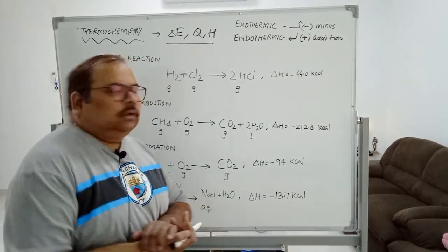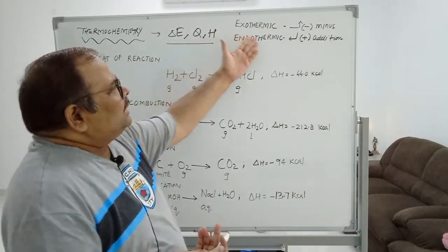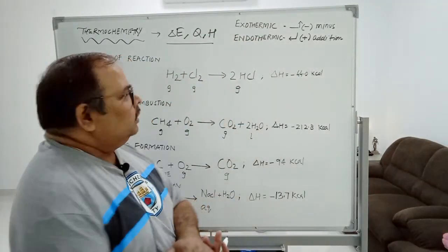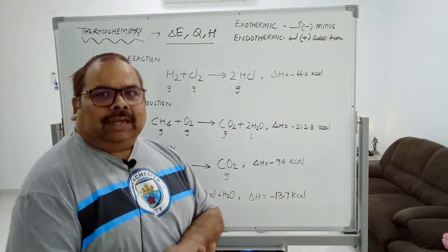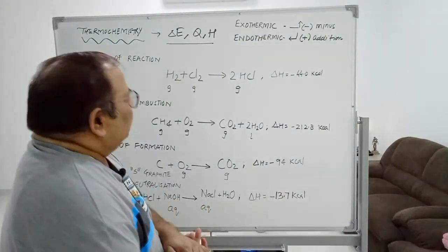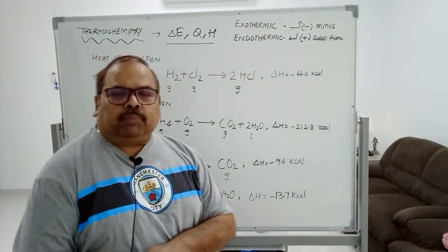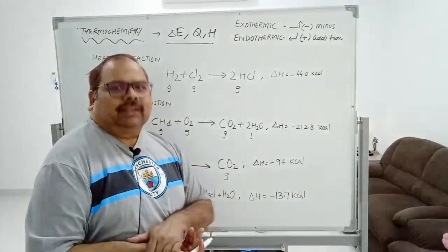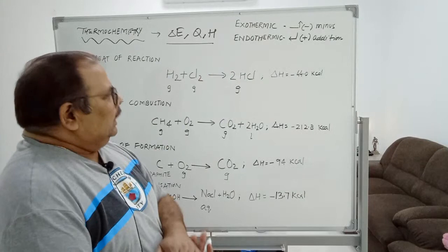So in one line, you can see all those reactions in which energy is evolved during the reaction are termed as exothermic. Heat liberation is there: exothermic. Endothermic: during the process of reaction, you will find that heat is absorbed by the system, and this is termed as endothermic.